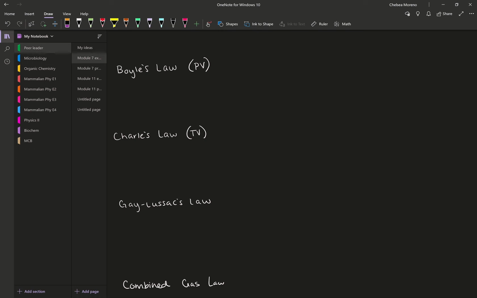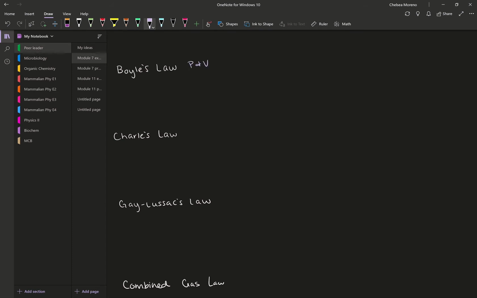Hey guys, so let's start going over other laws in our module 7, right? So we just went over the ideal gas law, so let's go over the smaller laws, I guess, where things are actually constant. So Boyle's law, we know, is going to deal with PV. So yeah, Boyle's law is going to be dealing with pressure and volume.